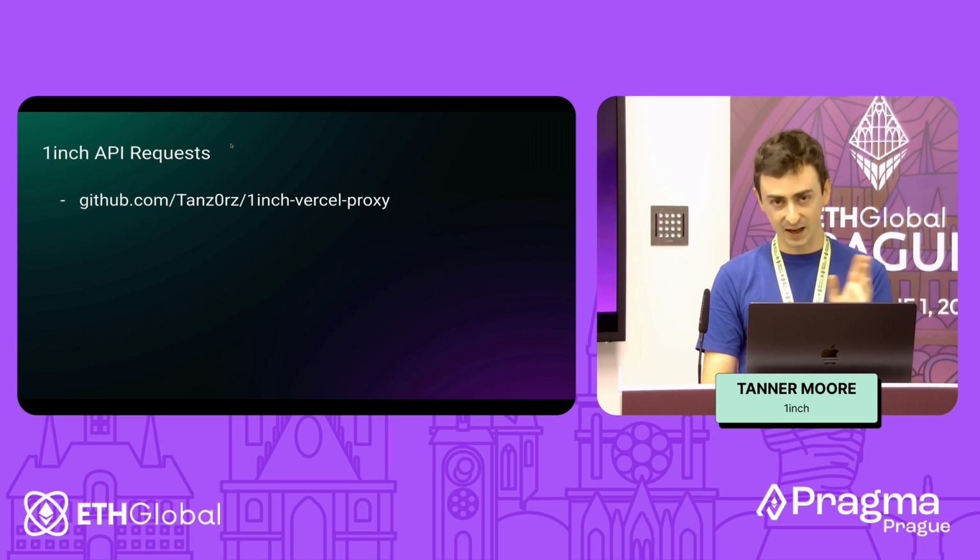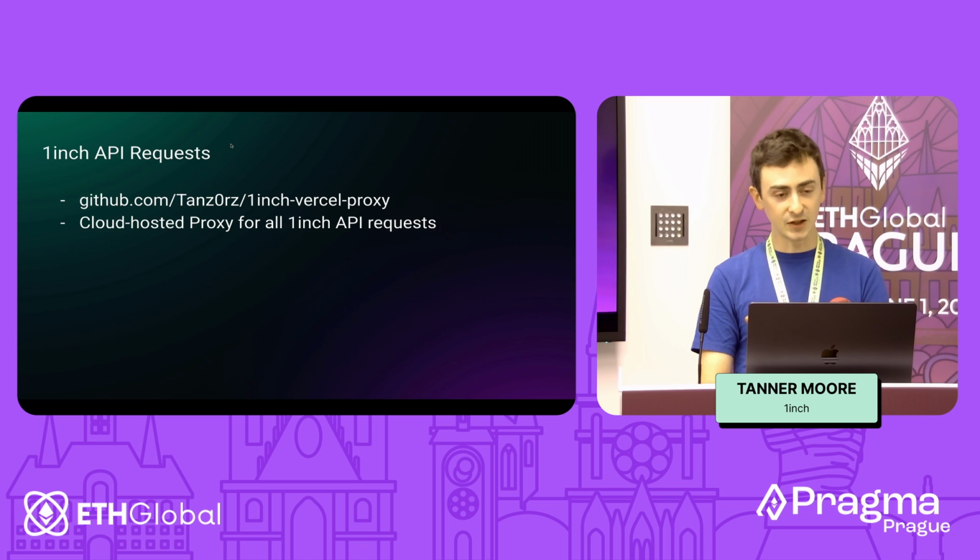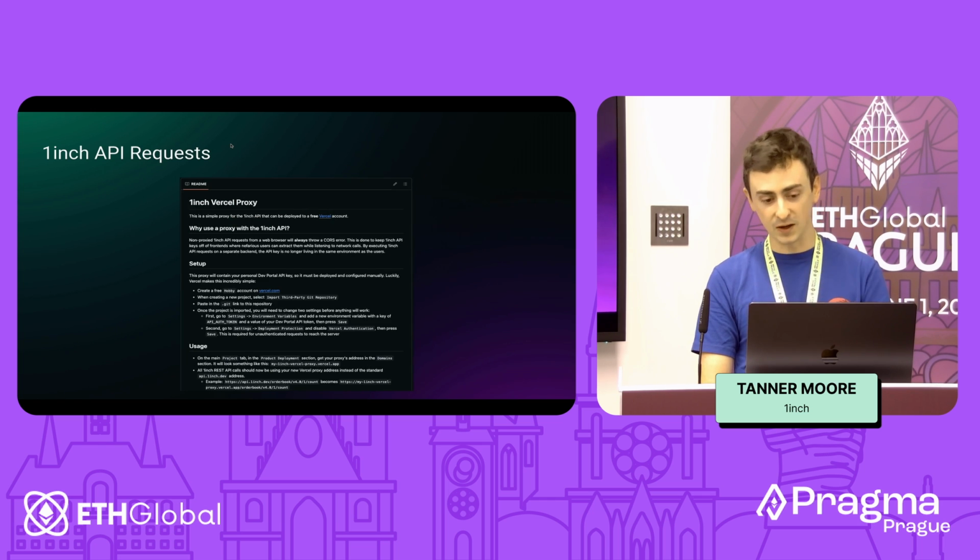So this is the link. Again, you can get access to this from our docs later, so don't worry about catching this right now. And this is just going to be a super lightweight cloud-hosted proxy for all of the 1inch API requests. This is a quick little snapshot of the README. You see that I tried to keep it as verbose as I could. And it's basically just step-by-step. You go to Vercel, you make a free account, you do a one-click publish of this proxy, you set the environment variable, and you're good to go.